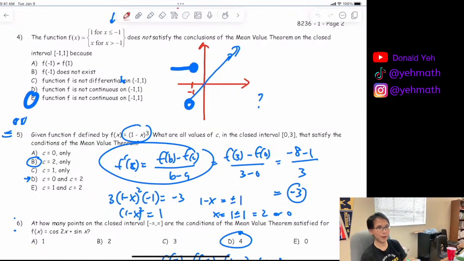Number 5, I got B as opposed to D. Why B, not D? Even though D is 2 and D is the correct answer, because 0 is an endpoint, so you cannot include the zeros. That's a tricky question. Trickery.